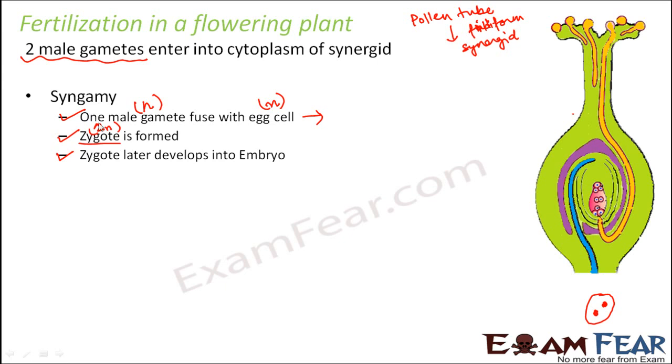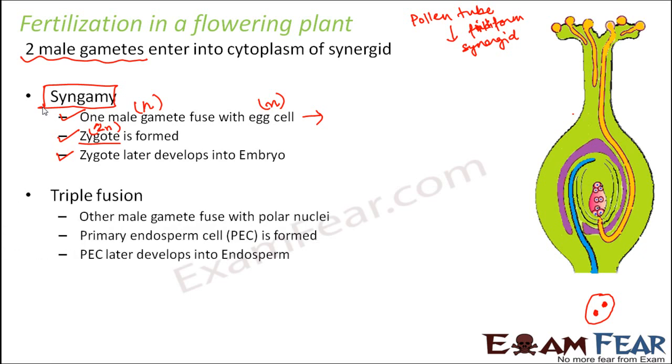So this fusion of the male gamete with the egg cell is known as syngamy. So gamy means marriage or union, and syn means together, synchronization. So that syngamy is the fusion of the male gamete with the egg cell. So that is one thing that happens. What happens to the second male gamete? The second male gamete will fuse with the polar nuclei.